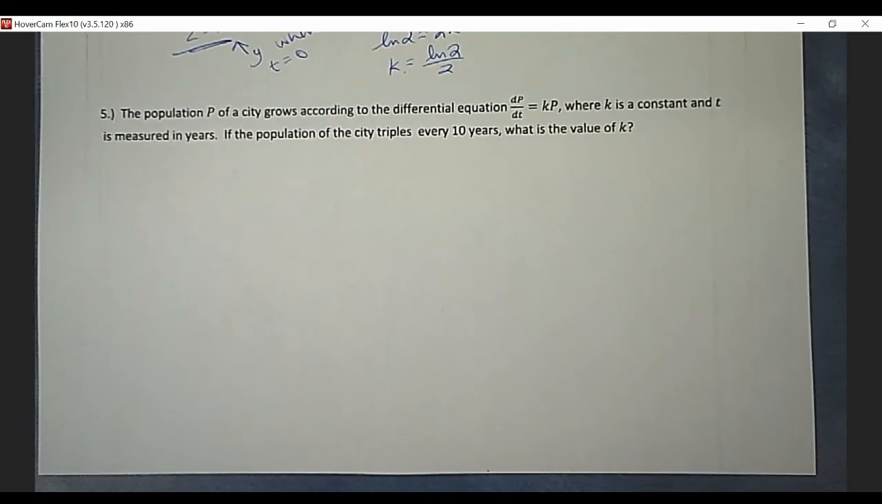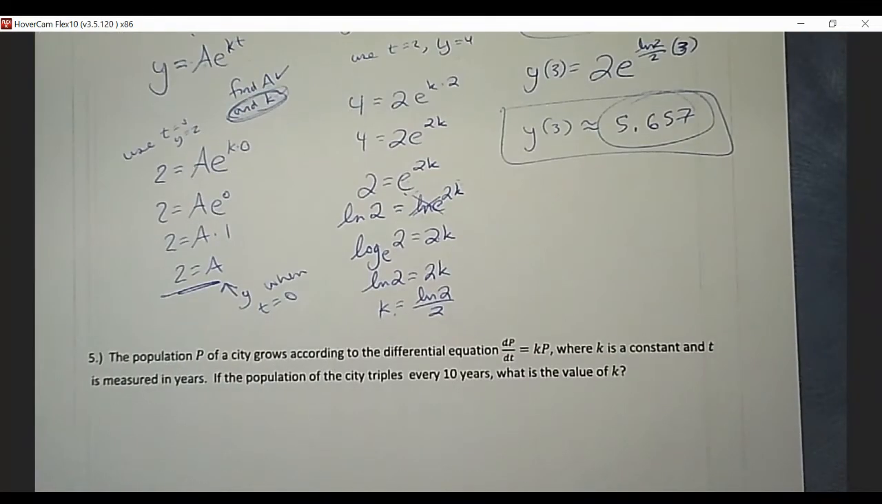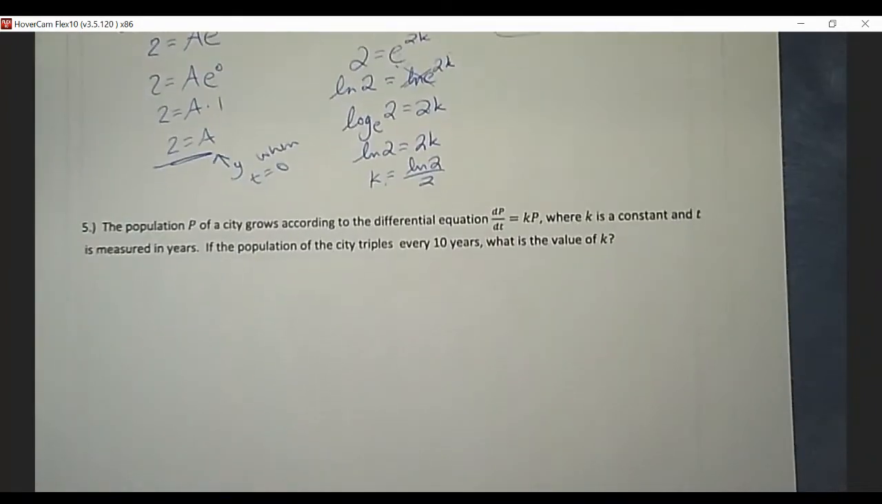Last example in this video is going to be solving this. This one's a little different spin on it because in the previous example, we had a bunch of points that were given. We had these 2 points and we had a specific y value that we wanted to find at a specific t value.